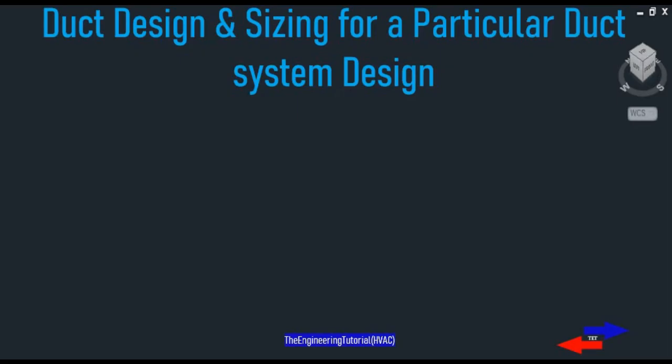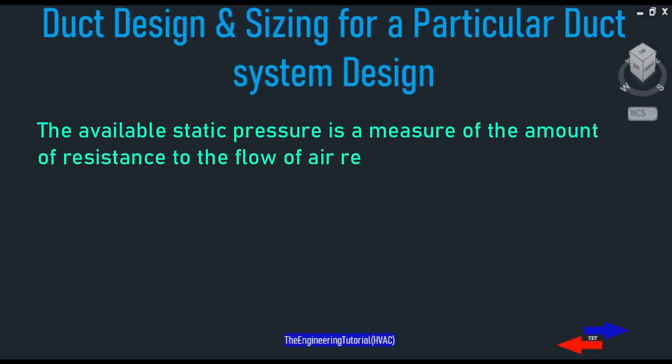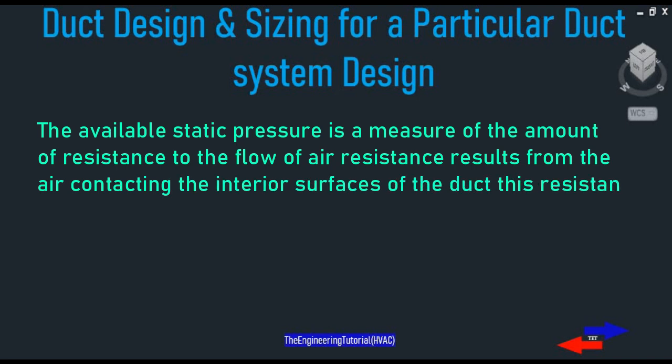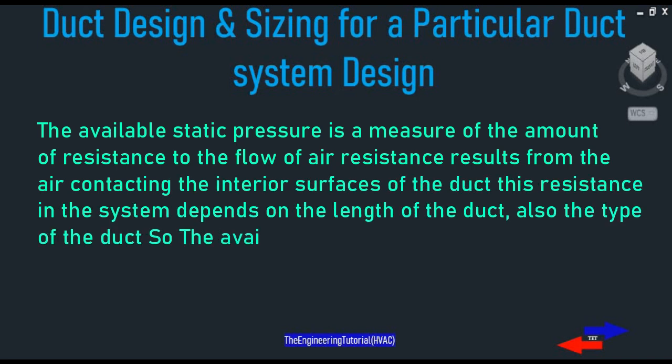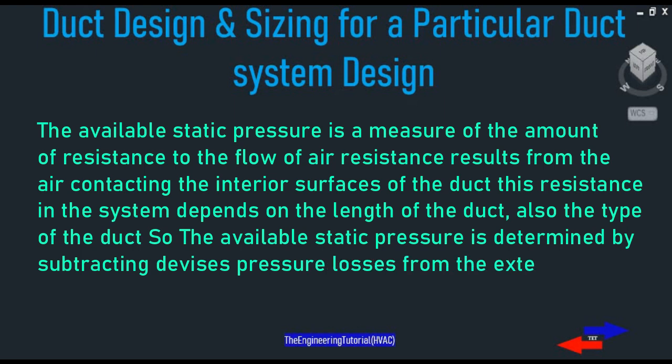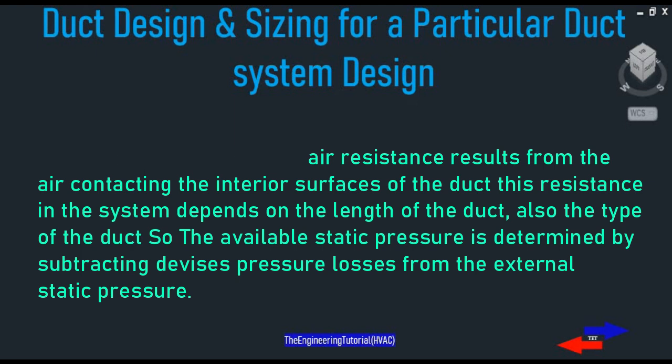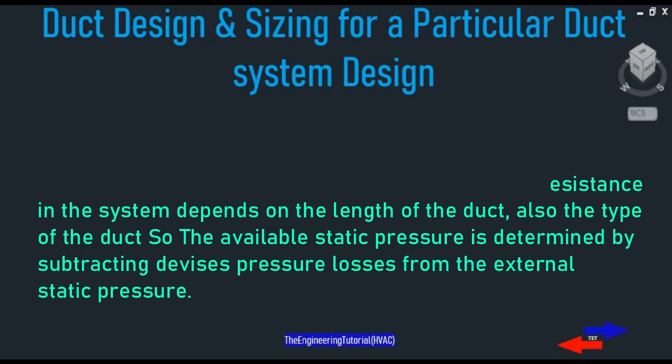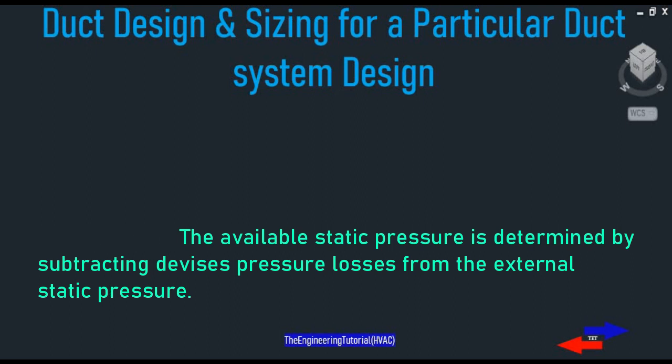The available static pressure is a measure of the amount of resistance to the flow of air. Resistance results from the air contacting the interior surface of the duct. So this resistance in the system depends on the length of the duct, and also the type of the duct. The available static pressure is determined by subtracting device pressure losses from the external static pressure.